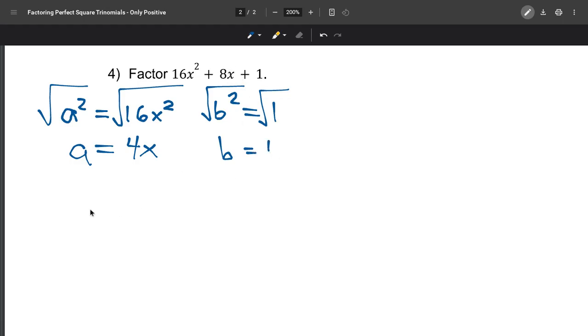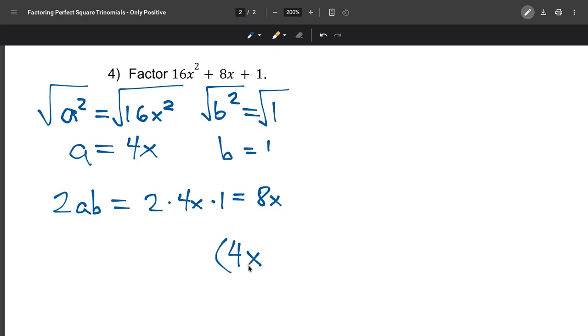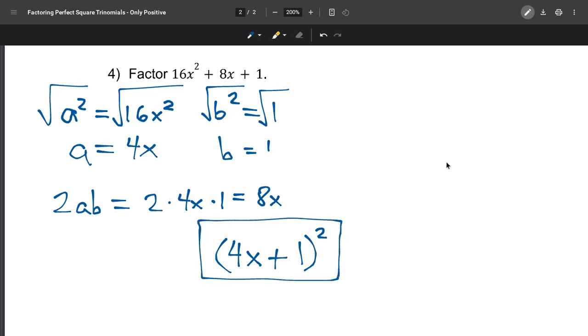Okay, is this 8x equal to 2ab? So 2ab is going to be 2 times 4x times 1. 2 times 1 is 2, times 4x is 8x. So this is a perfect square trinomial, and it's going to factor to a plus b squared, or in this case 4x plus 1 squared. It's going to be our factored form for this one. And there we go. That's all there is to it.